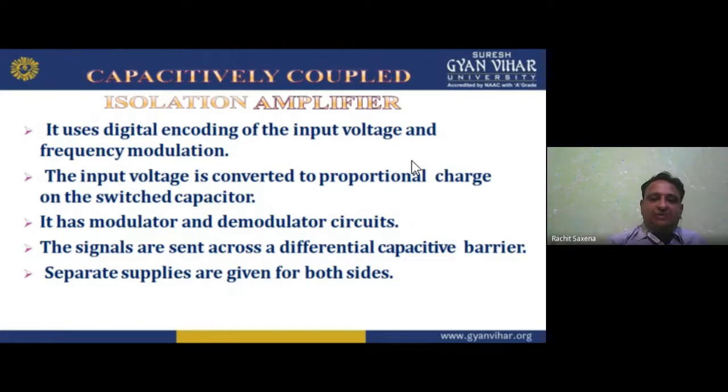Capacitively coupled isolation amplifier. It uses digital encoding of input voltage and frequency modulation. But optical doesn't need it. Optical isolation amplifier doesn't basically need frequency modulation and PWM modulation. But if I'm talking about the transformer coupled, what do they need, my dear student? They need frequency modulation and pulse width modulation.